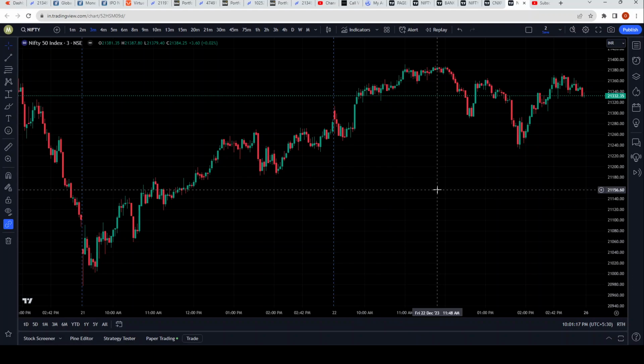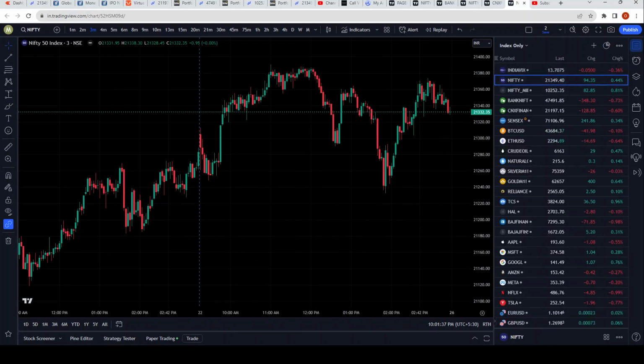I would suggest beginners not to venture into financial Nifty, bank Nifty, Nifty mid cap. They are very volatile instruments. So for beginners, I would recommend that they stick to Nifty 50. Nifty 50 can also be volatile, but it's less volatile than the remaining three. All right. So as you can see over here, I have chosen the Nifty 50.